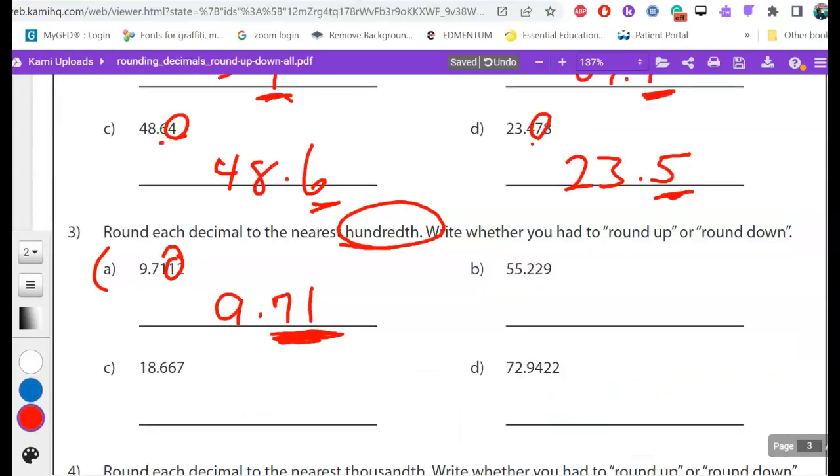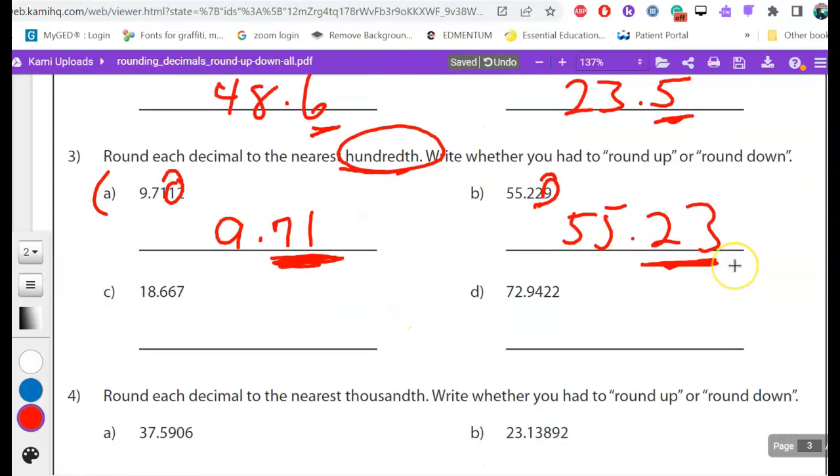Let's try another. Here we go. This time, looking at letter B, we have 55.229. The number that's in the hundredths place is this 2. So it's the 9 that's going to tell that 2 what to do. If I'm going to round up on this one, because that 9 is bigger than 5, I'm going to round it to 55.23. So that 2 that's in the hundredths place will round up to 3, dropping off that 9. Again, it has to stay with 2 digits after the decimal, representing the hundredths place.